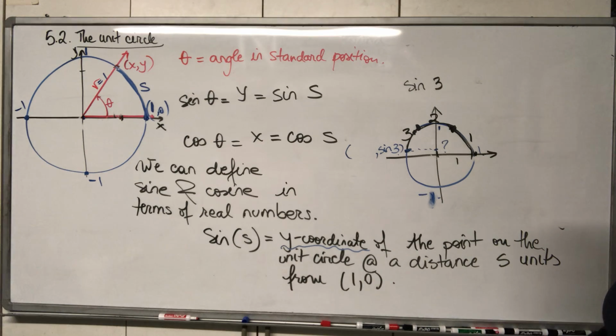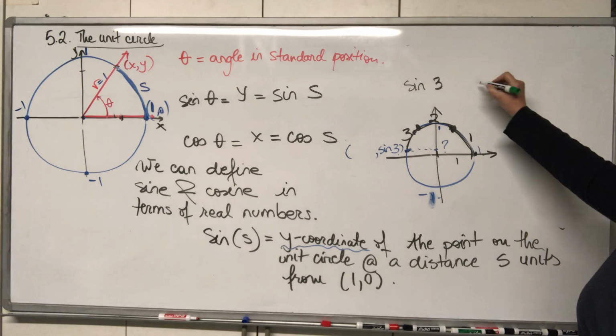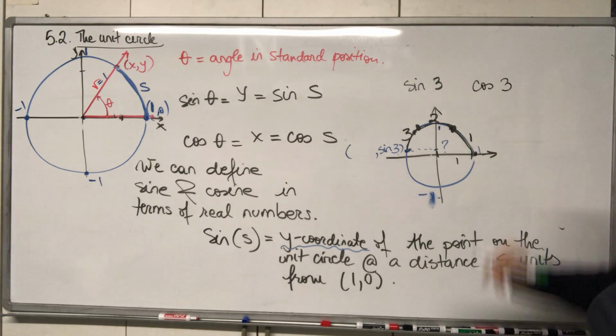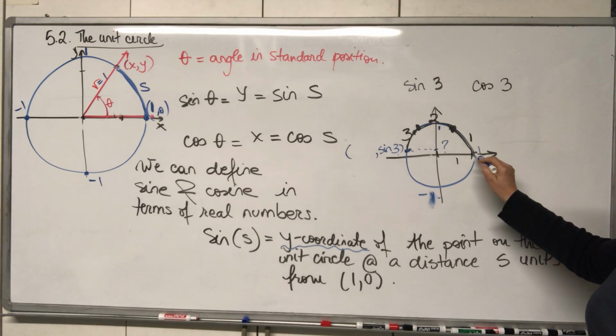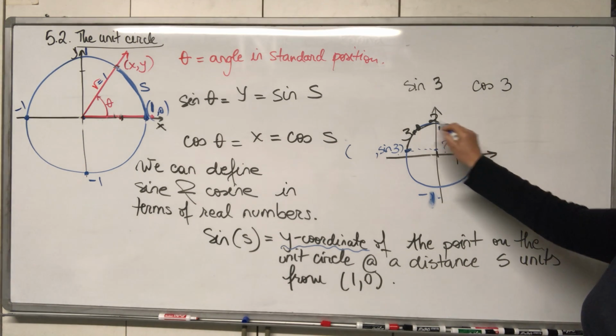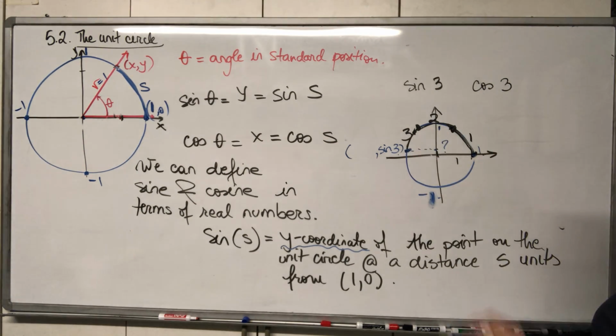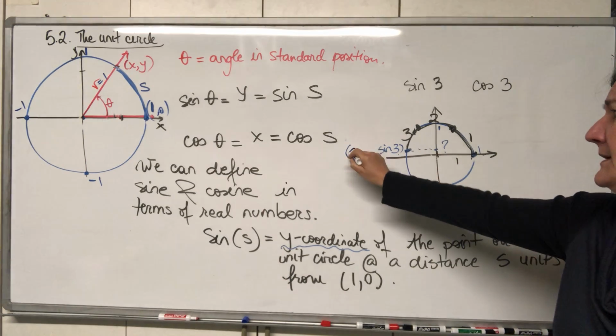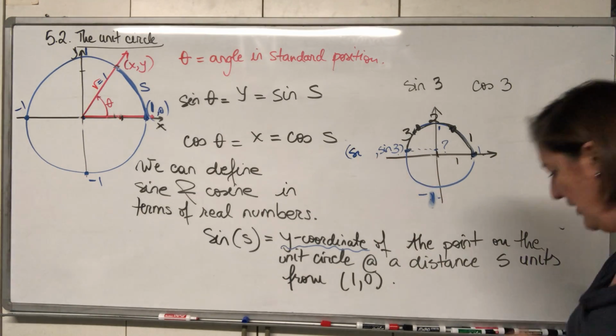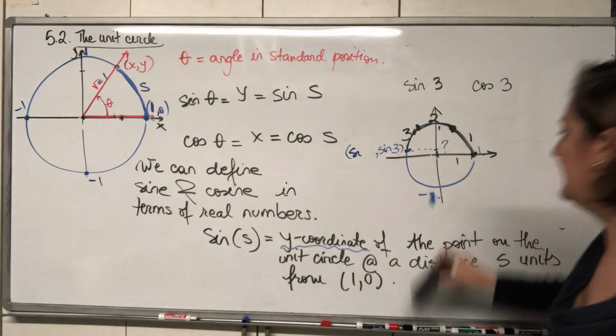Now, what is cosine of 3? Cosine of 3 means the same thing. Go along the circle from this point on, 3 units long, yes. And then grab the x-coordinate of this point.